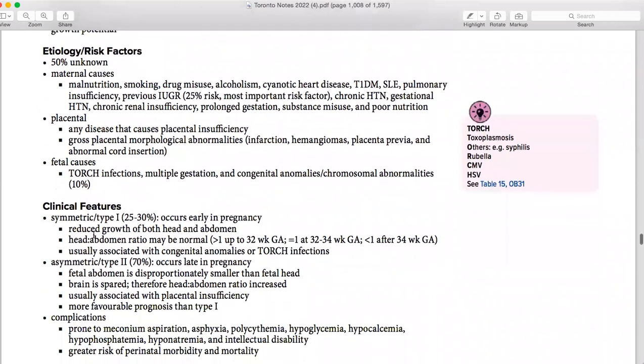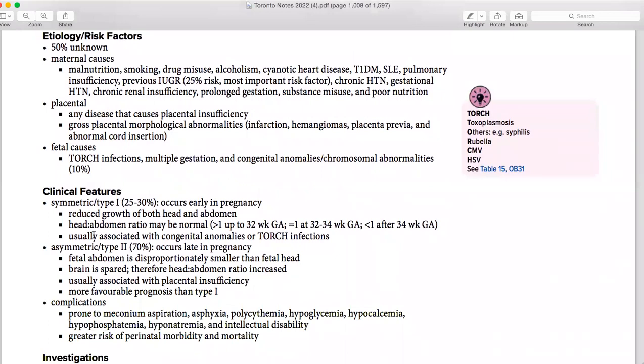Now, clinical features come in two ways, either symmetrical or asymmetrical. What is symmetrical and what is asymmetrical? Symmetrical means that the upper part of the body and the lower part of the body are in the same growth phase. If the head is not growing, it doesn't mean at the same time the lower part of the body is not growing as well. But in asymmetrical, the head is growing, but the lower part of the body is not growing. So one of the two is not growing, right? This is important. You need to know the difference between them.